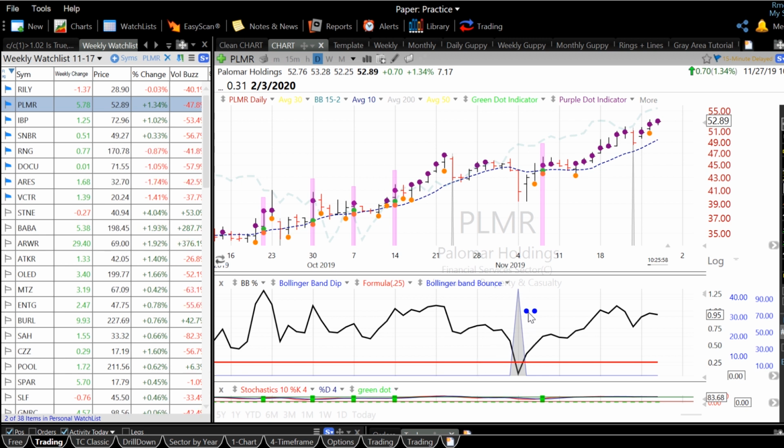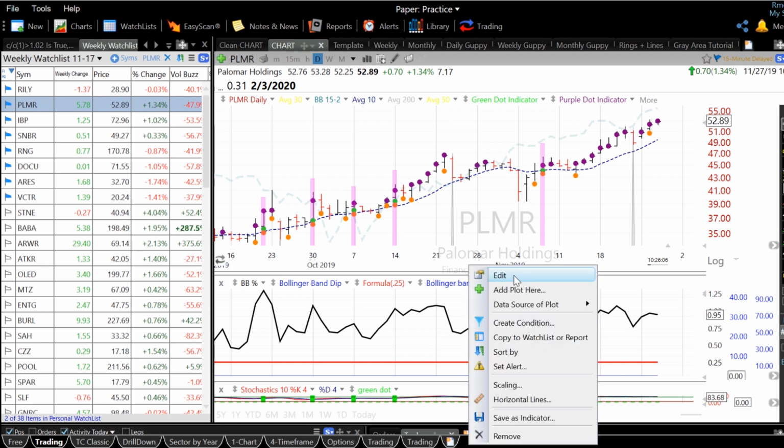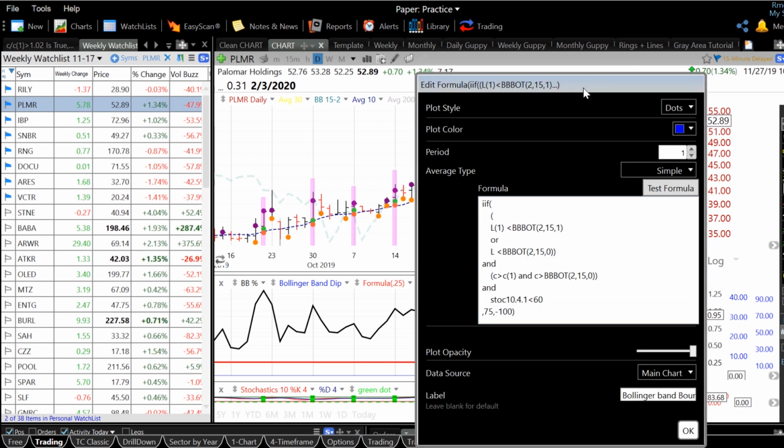And then what I've also done is create my Bollinger Band bounce indicators, which take that information and find good entry points. Looking at the actual PCF code, you can see that there are a couple different conditions that need to be met. First, the low of yesterday or the low of today has to be below the lower Bollinger Band, the lower 15.2 Bollinger Band. And the current close has to be above the close of yesterday, and the close has to be above the lower Bollinger Band. And the final thing is that you also want to make sure that it's oversold, so you have to make sure that the stochastic is less than 60.